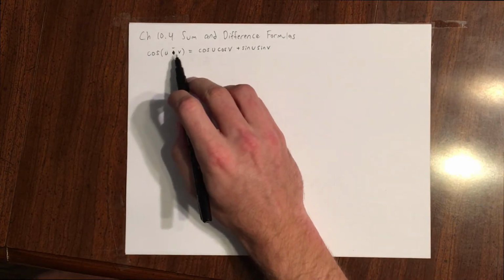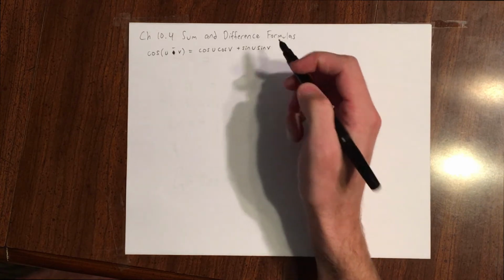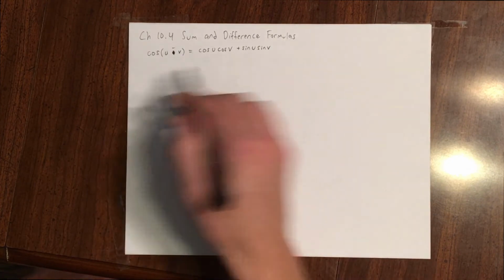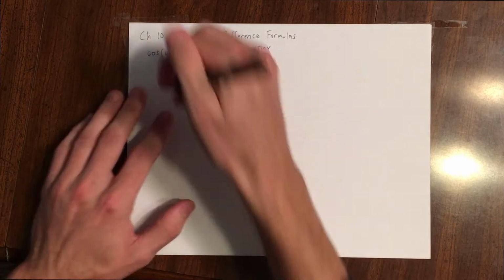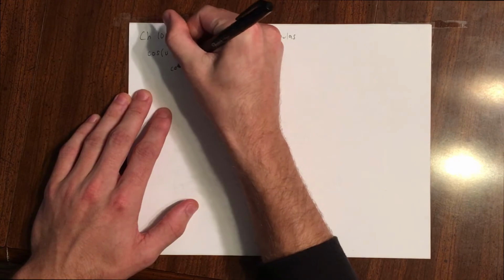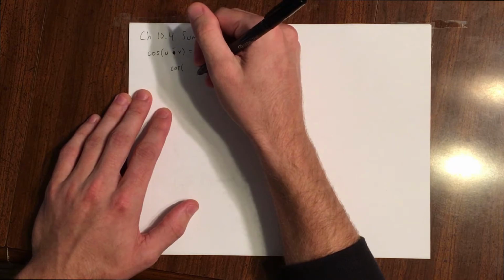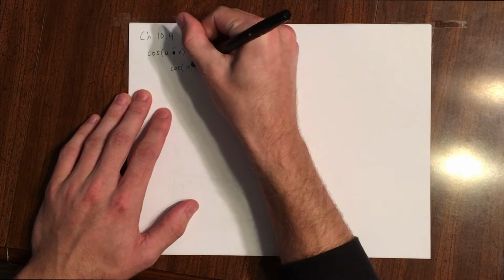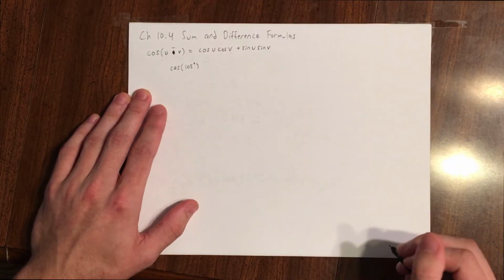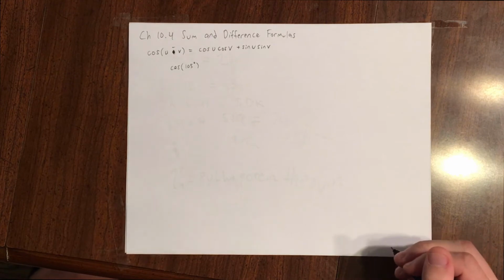Cosine of u minus v is equal to cosine of u times cosine of v plus sine of u times sine of v. We could just take this and run with it and start using it. What this means, if we had something like cosine of, let's get a good angle, cosine of 105 degrees. We could actually find this angle using this difference formula.